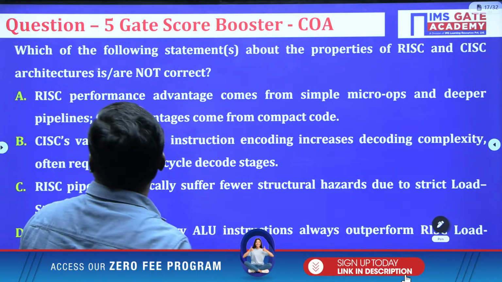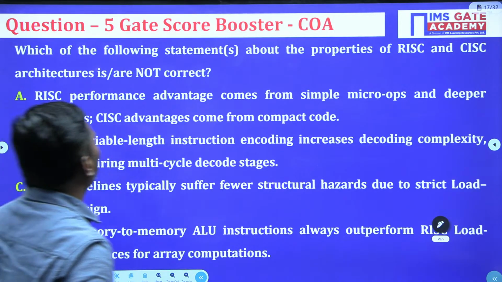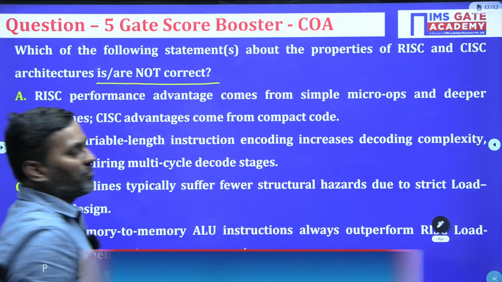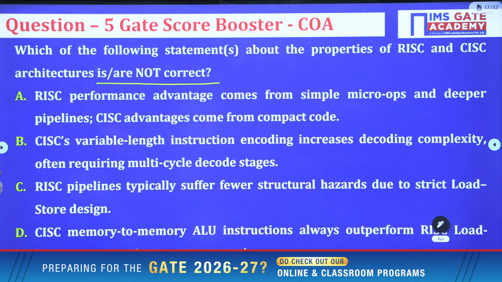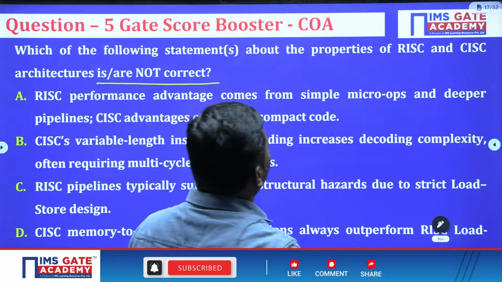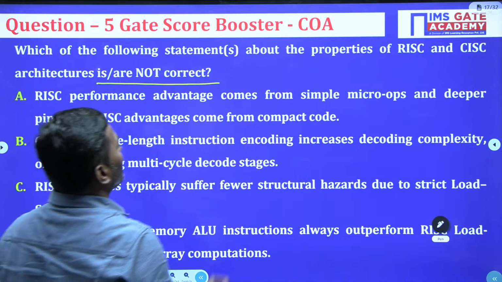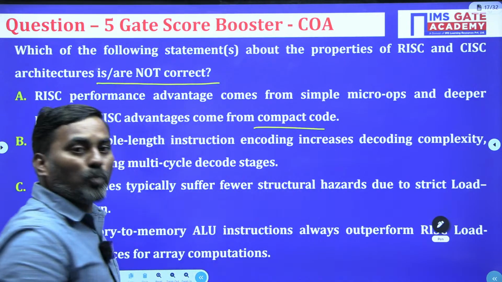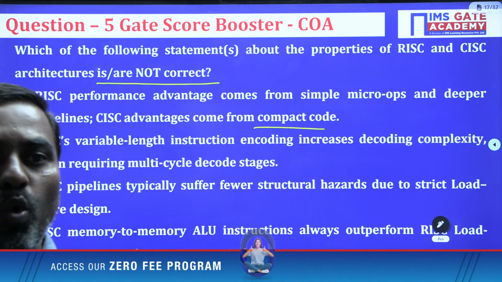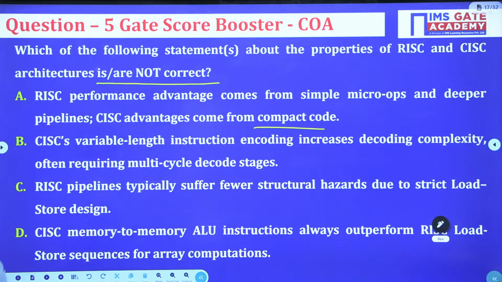So we have to see which of the following statements about the properties of RISC and CISC architecture is true or not true, he is asking. We are talking about RISC and CISC. RISC performance advantages come from simple micro operations and deeper pipelines. CISC advantages come from compact code. So is option A true or false? Think based on your knowledge of RISC versus CISC. Is the statement true?